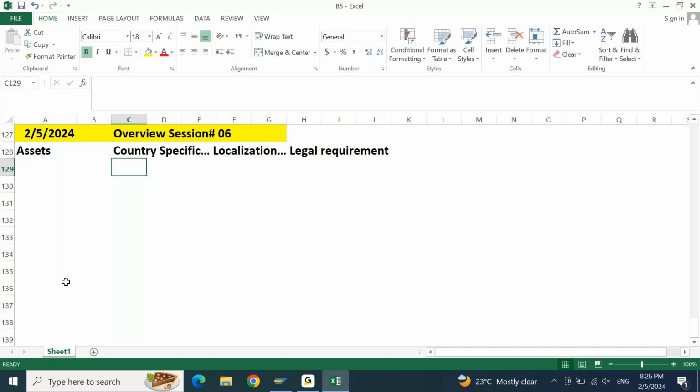Meaning, if you are working on a project related to India, you must know how assets are treated in India. If you're working for a client in Singapore, you must know how assets are treated in Singapore. If you're working for the US, you must know how assets are treated for the US. Meaning, in general, you will put some experience, or say that you have 3 years of SAP FICO experience, 4 years of SAP FICO experience, whatsoever.